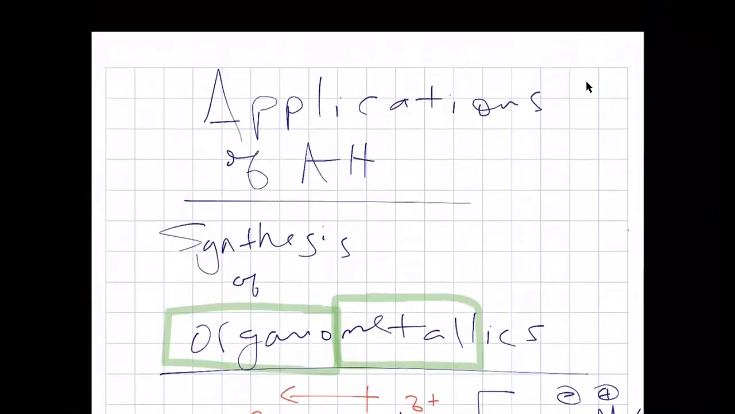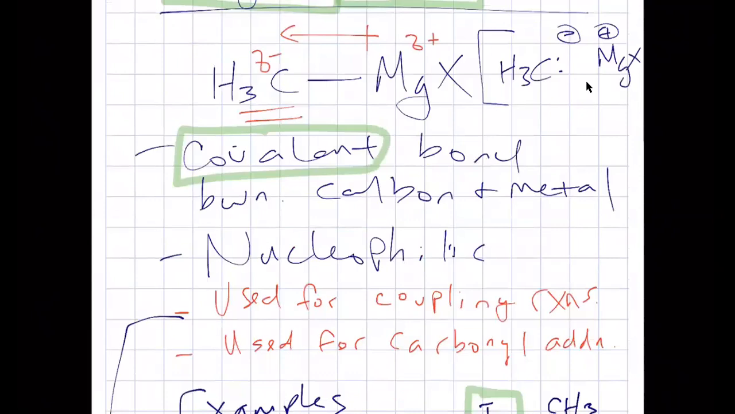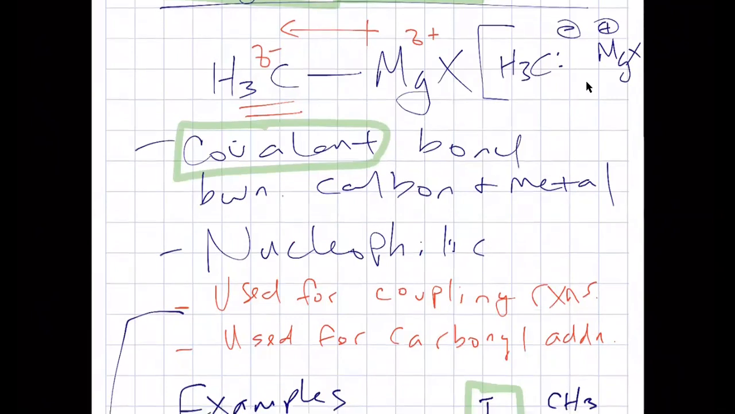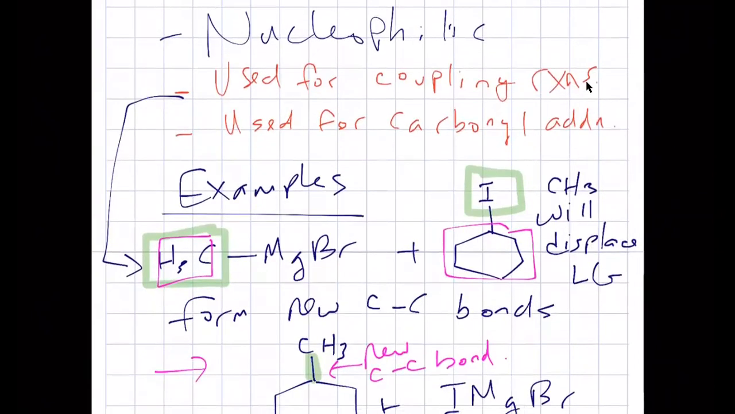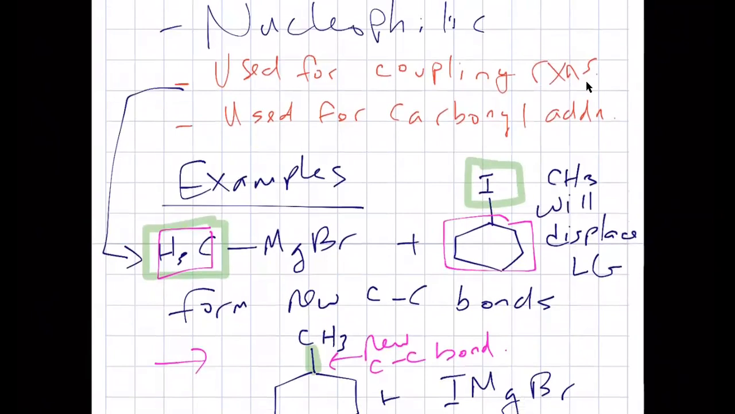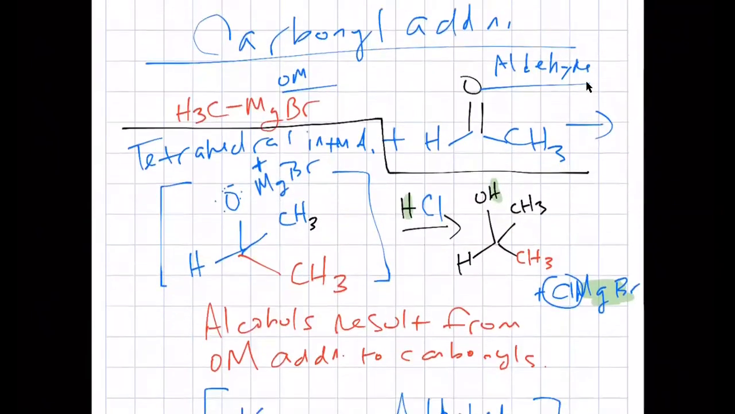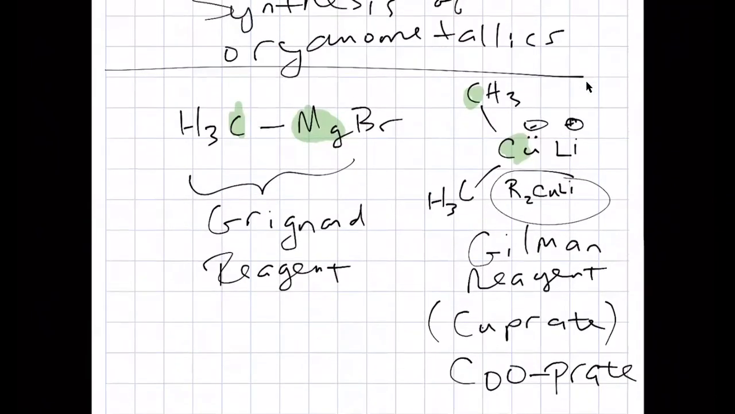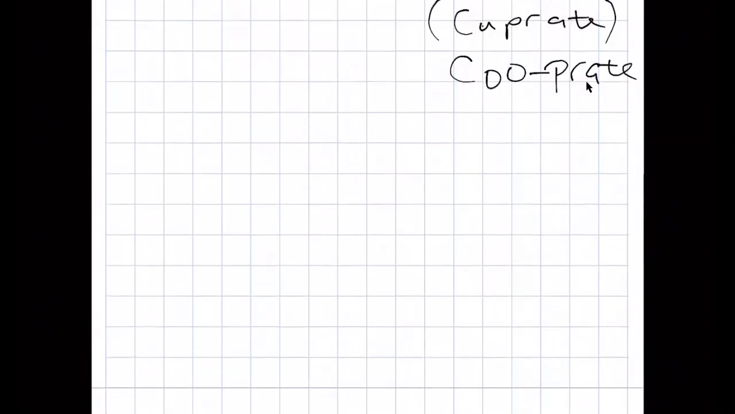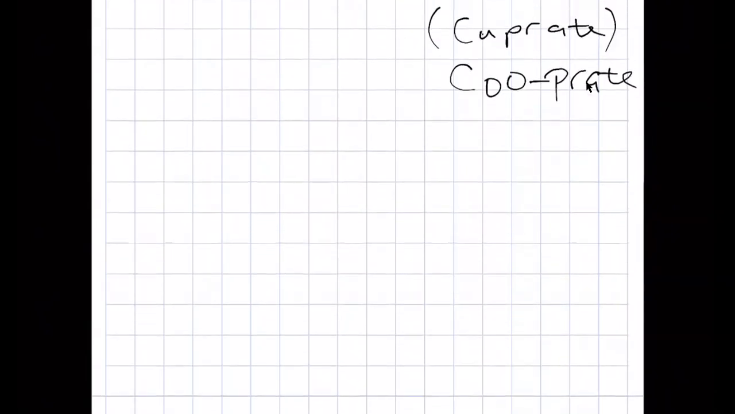Okay. So we started out talking about what it is. It's a carbon metal covalent bond, right? With the carbon as the nucleophile. And then some of the things that they're used for, coupling reactions, and carbonyl additions, which I gave you examples of each. And now we're talking about the different types of organometallics, which we're only going to highlight two, right? The Grignard and the Gilman. And now I'm going to show you how to make both of them. Okay. All right. Any other questions?